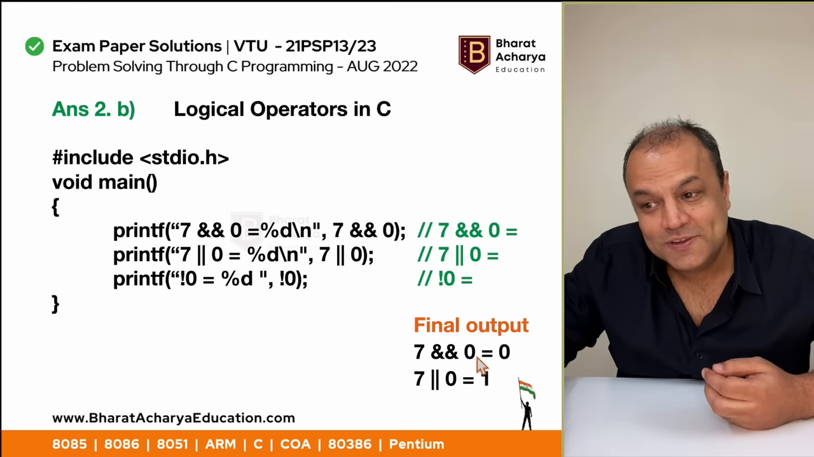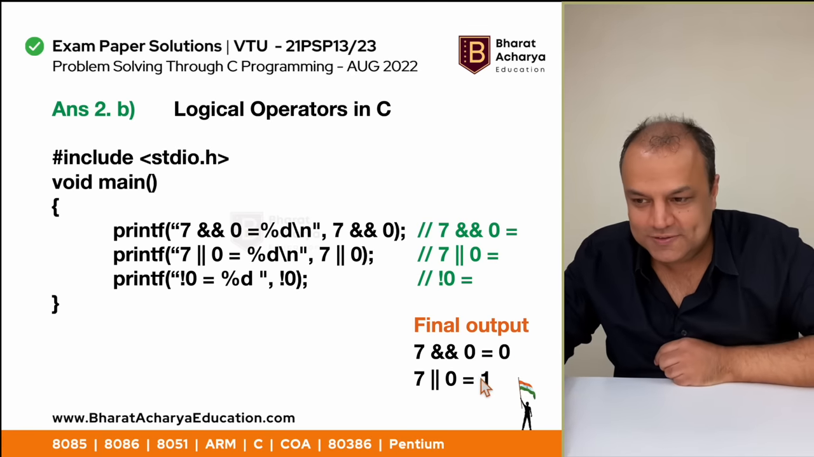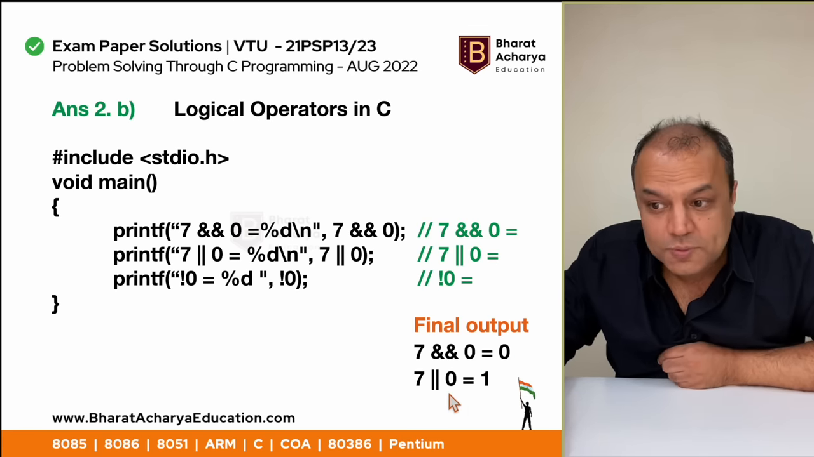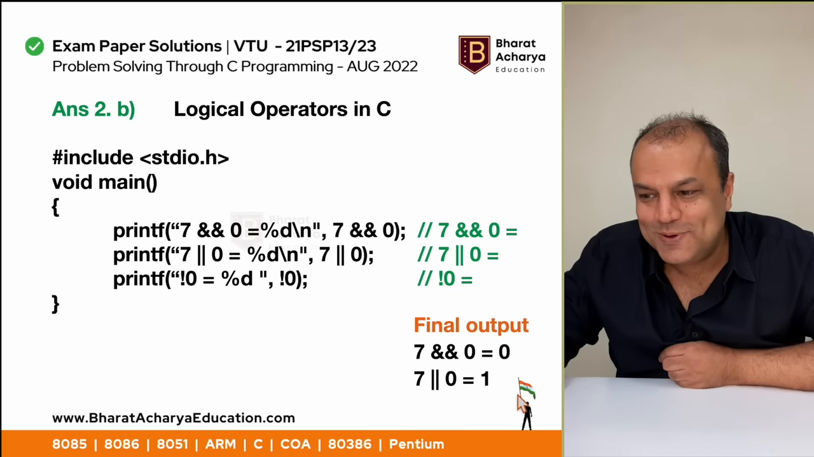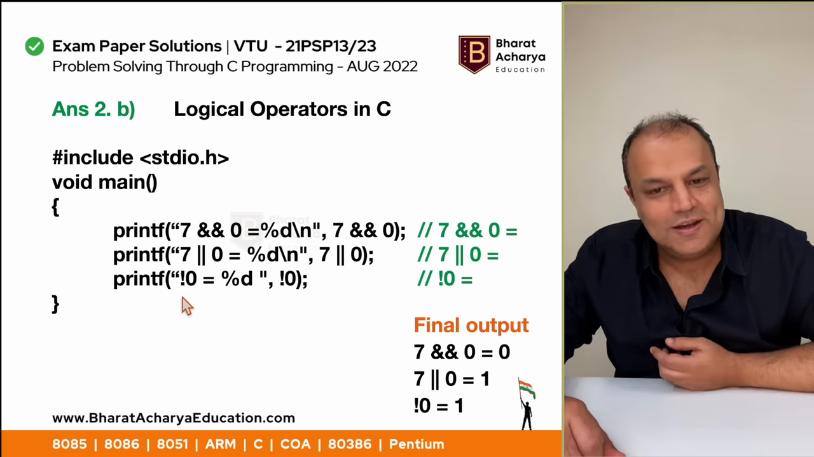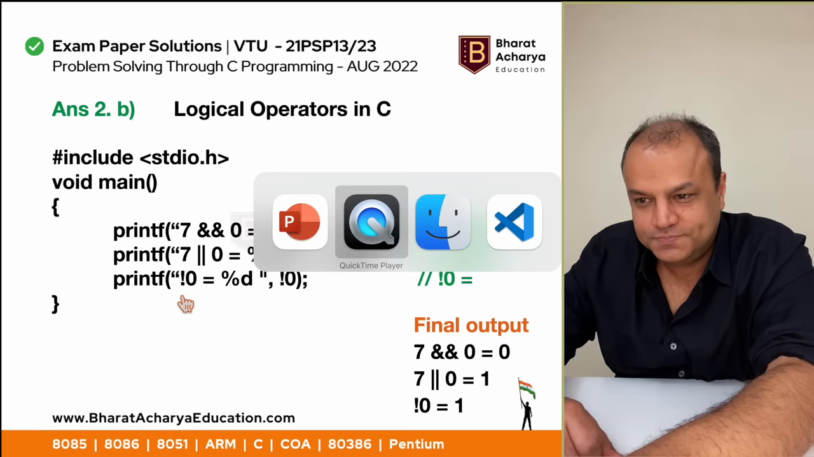AND gate will give you a 0 because the moment you see a 0 somewhere, it ANDs with 0, you get your answer as 0. In OR gate, this 0 is irrelevant. Both of them should be 0 for the answer to be 0. Both of them are not 0, so the answer is 1. Understood? And the last one, not 0. Not 0 is definitely 1. Let me show it to you over here.